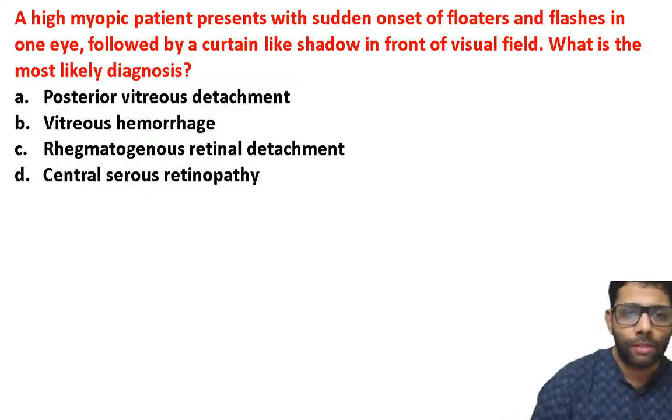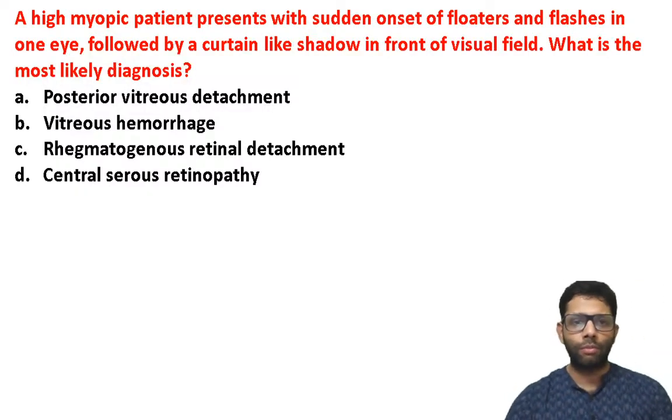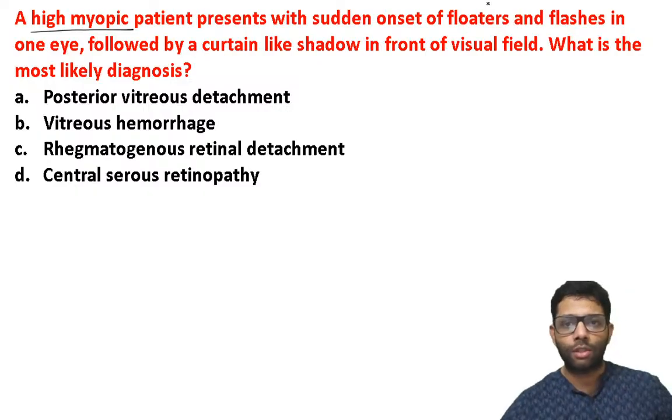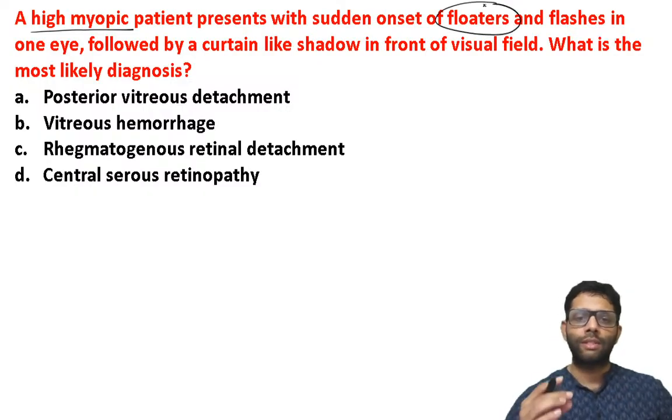Now, some people think it's a difficult clinical question, but no. See the keywords. A high myopia. High myopia means more than 6 diopter myopia, meaning we're wearing -7, -8, -9 degree glasses. High myopia with sudden onset of floaters. Now the word floaters suggests that something is there in the vitreous cavity.